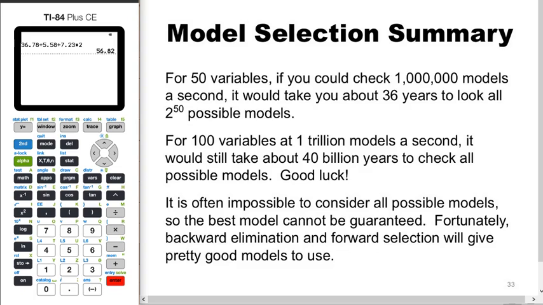Essentially what I'm trying to say is that it is impossible to look at every possible model, so it's impossible to guarantee that we have the best overall. So it is often impossible to consider all possible models, and the best model cannot be guaranteed. Fortunately, backward elimination and forward selection will generally give us pretty good models to use.